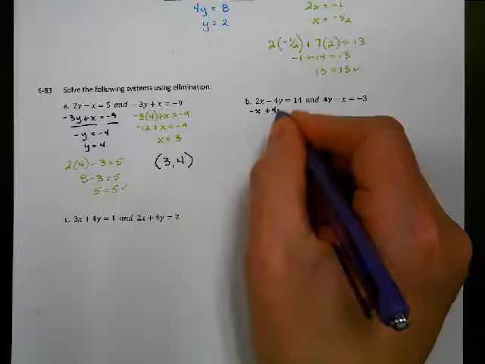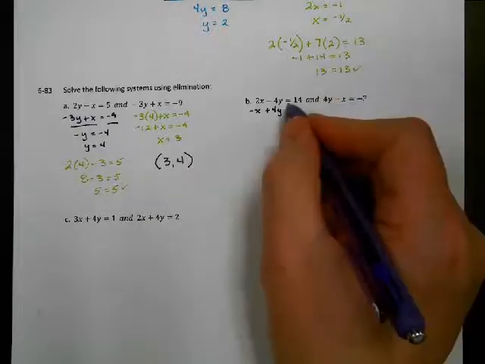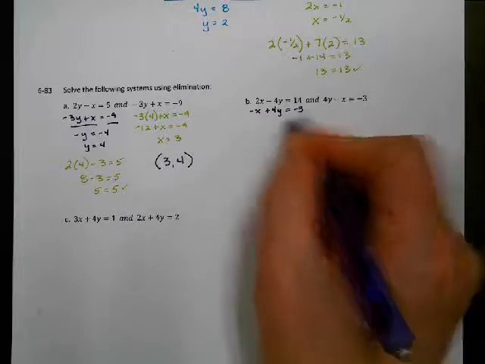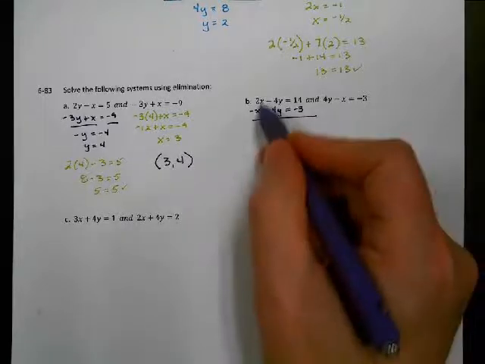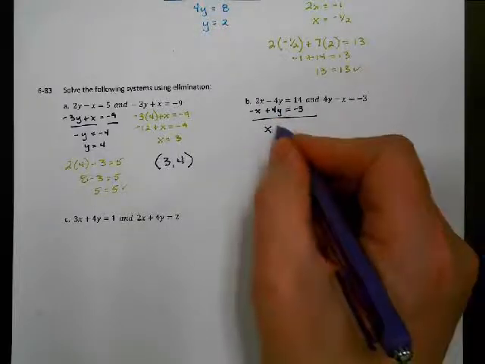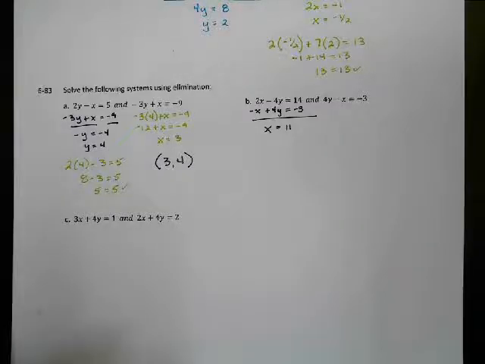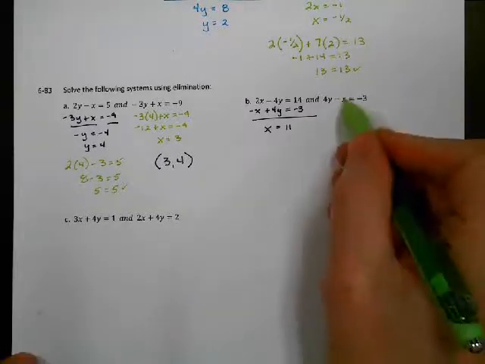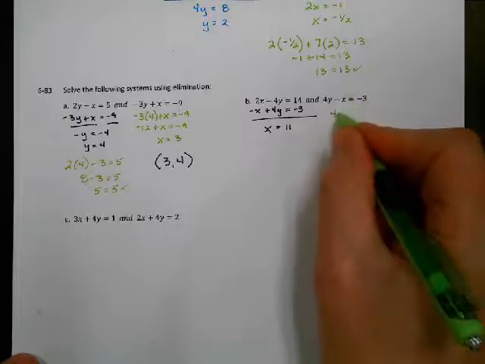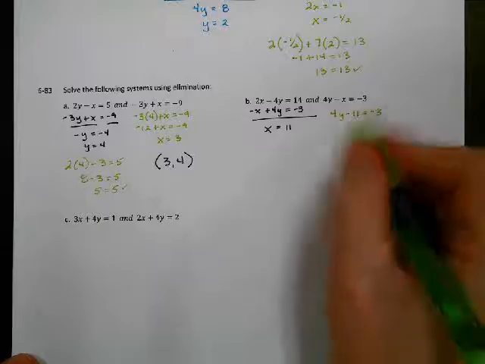Is that the commutative property? And then on the other side, I'm going to add negative 3. All right, so over here, 2x minus x gives me x. The y's cancel. And then I get equals 11. So x is 11. Sweet. But what's y? Let's plug it in and see. So I'm going to plug in 11 over here. So 4y minus 11 equals negative 3. I'm going to add 11 to both sides, and I get 4y equals 8, and y must be 2.